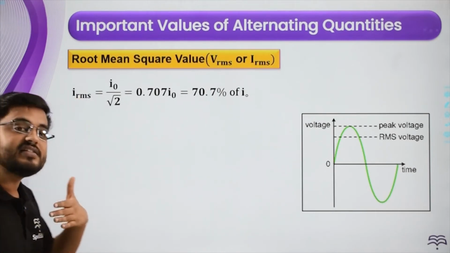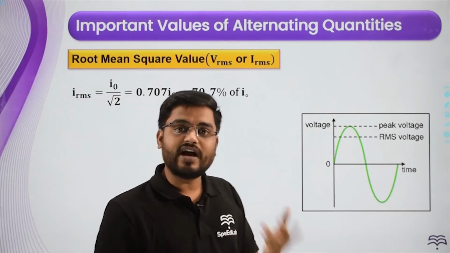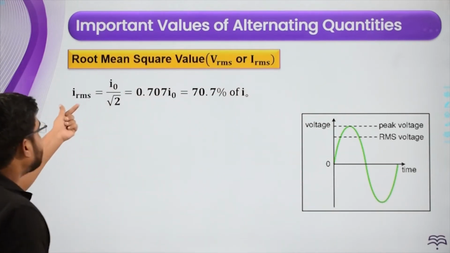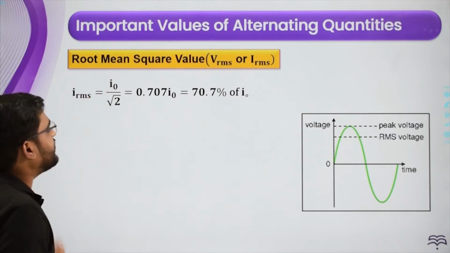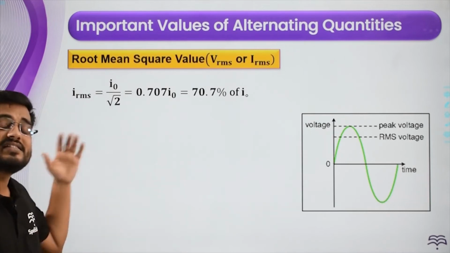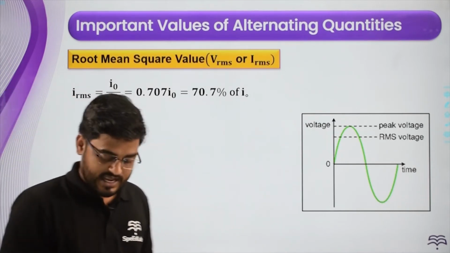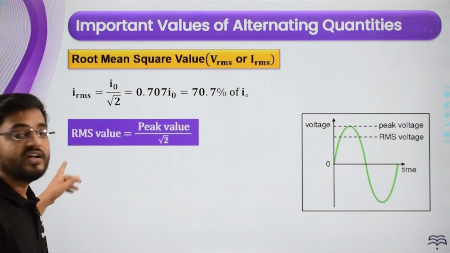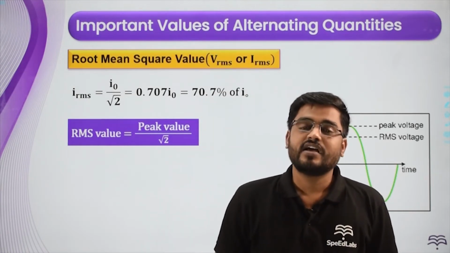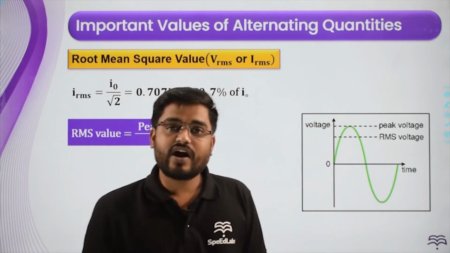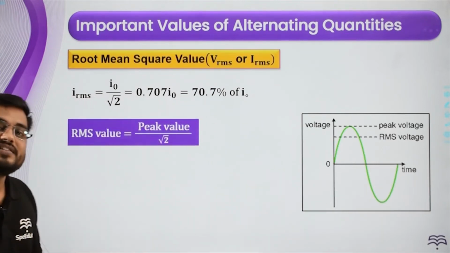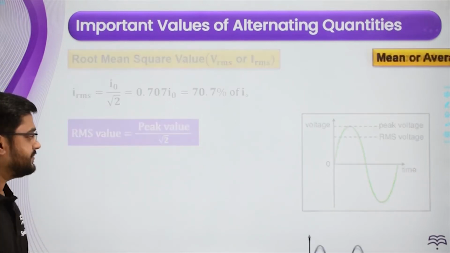Again, just going for current. Voltage and current have the same sine function, so they will be related like RMS. IRMS is I naught by root 2, and that comes to be again 0.707 I naught. That is 70.7% of I naught. And here we are giving a generalized formula that root mean square value is always the peak value of the quantity, that can be current or voltage, divided by root 2, or we can also say 0.707 times the peak quantity.